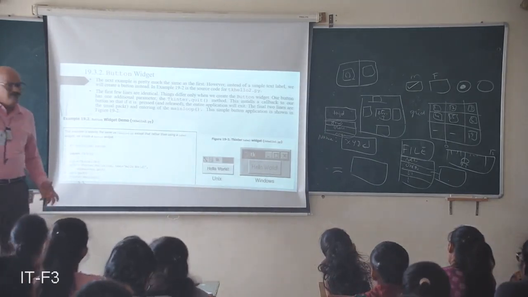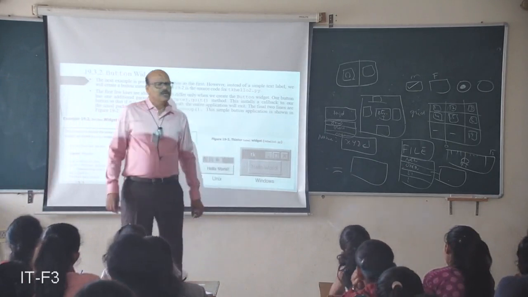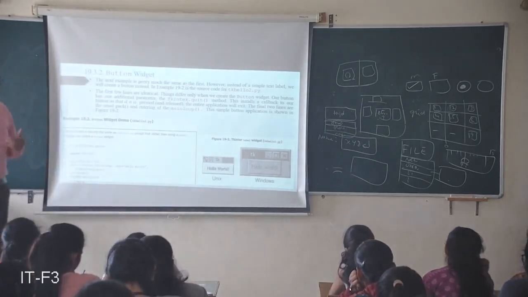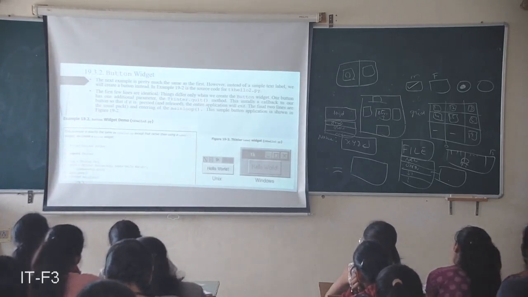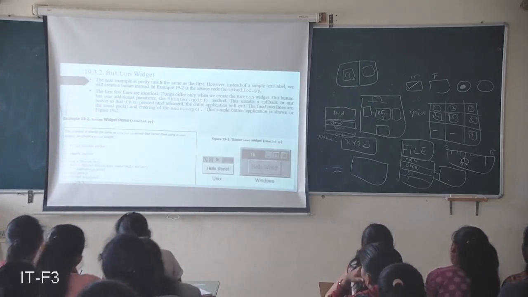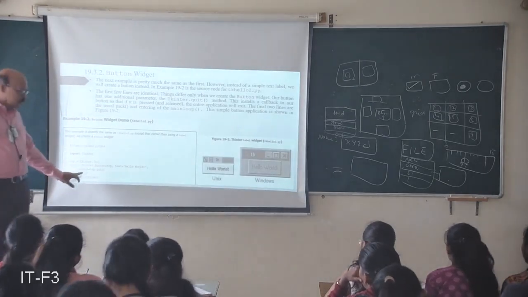Now we want to create functionality for this button. I want to create a button in my window and I want to create some functionality for this button. What is the functionality? When that button is clicked, I want to close the window. That is the functionality that we want to create. Now you see, this is the code you have to write.